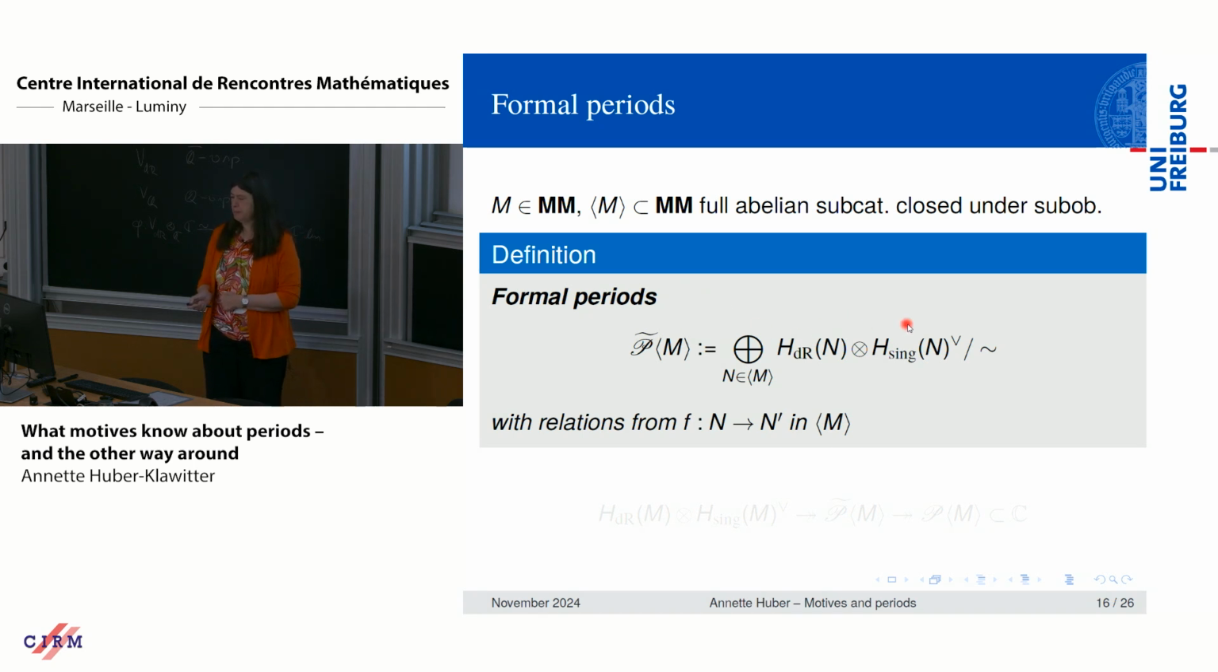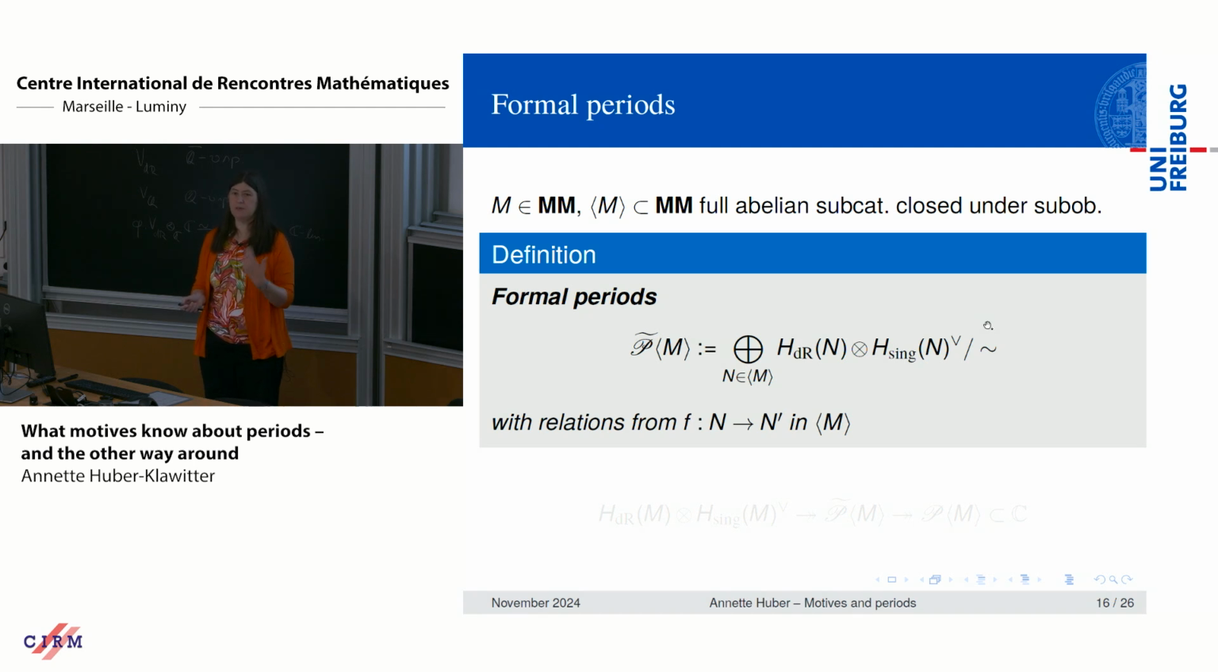What I do, I take this tensor product, the Nori motive. So every Nori motive in the category has a singular realization and a de Rham realization, and I take this tensor product between the de Rham realization and the dual of the singular realization. So these are the things that would evaluate and give periods, but I'm just taking the tensor product here. And then there's an equivalence relation.